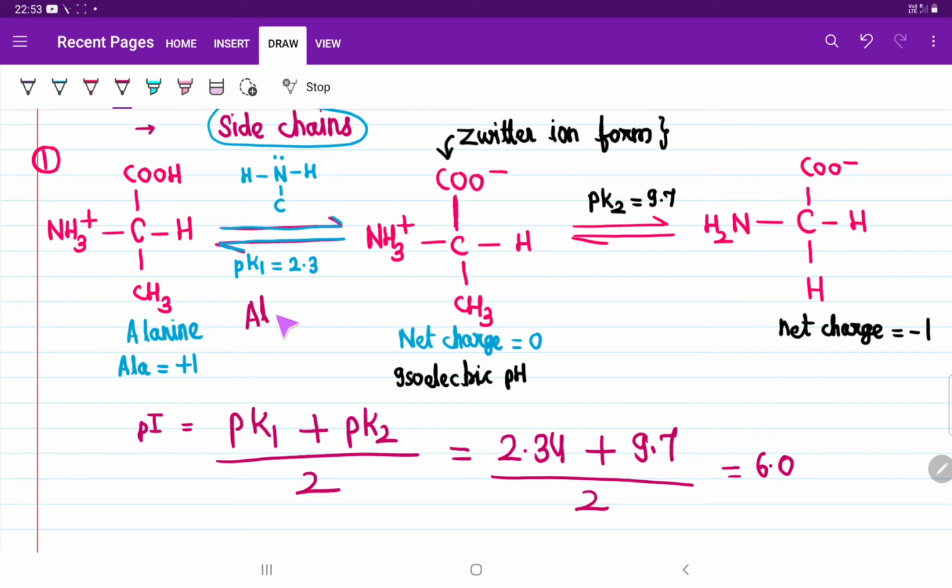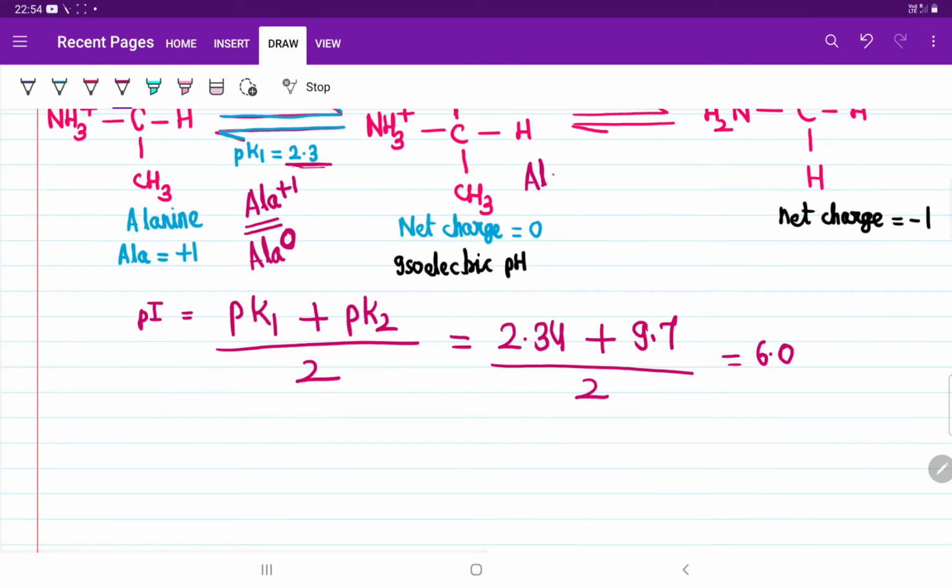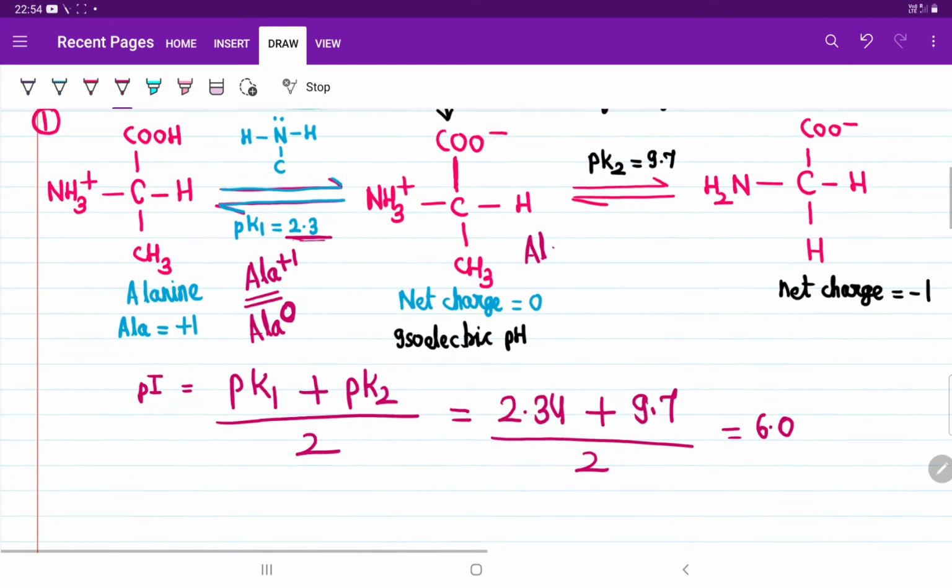Now suppose I have one amino acid, alanine, which has a +1 charge. At the isoelectric pH, half, so here the charge is +1. Now when they start to lose hydrogen ion, it will become alanine zero, net charge zero. Slowly a time will come when the percentage of zero-charge alanine will increase. At the very starting, all amino acids are alanine with +1 charge, but when they get deprotonated, starting from 2.3, they start to change into alanine zero. So the isoelectric pH of this particular amino acid is 6.0.